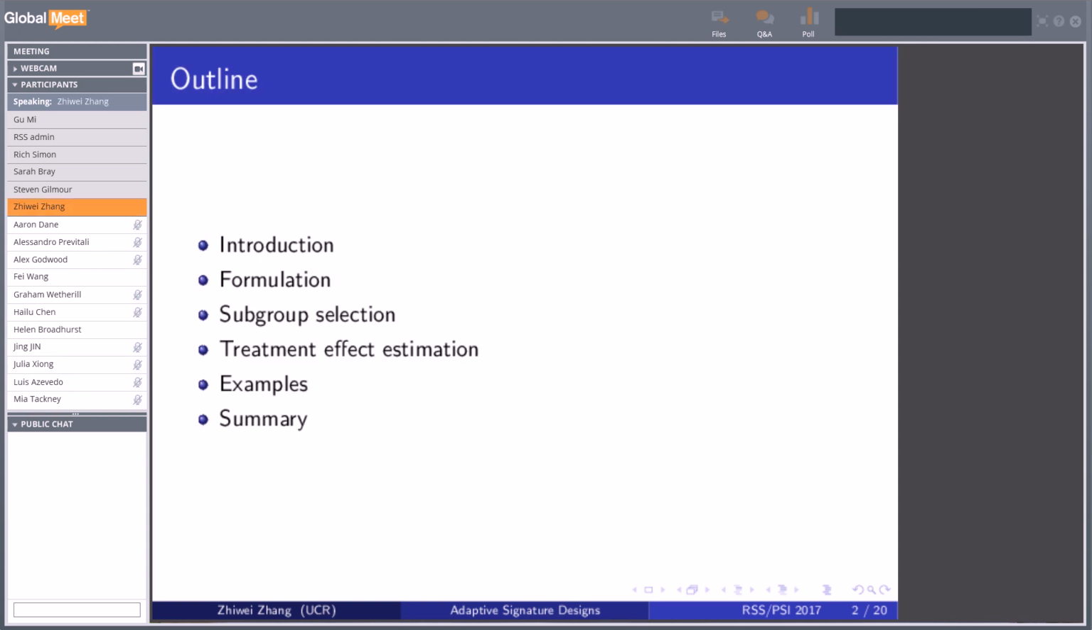So on the next slide is the outline of my talk. I'll begin with an introduction to adaptive signature designs, and then I'll formulate the problem and describe the proposed methods for subgroup selection as well as treatment effect estimation. I'll show you two examples to illustrate the proposed method and finish the talk with a brief summary.